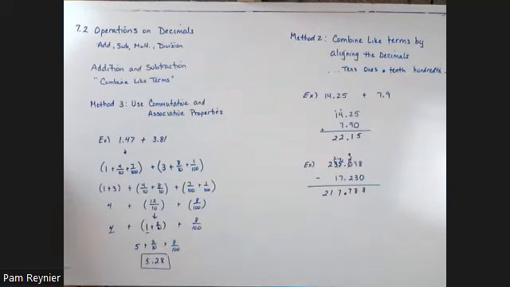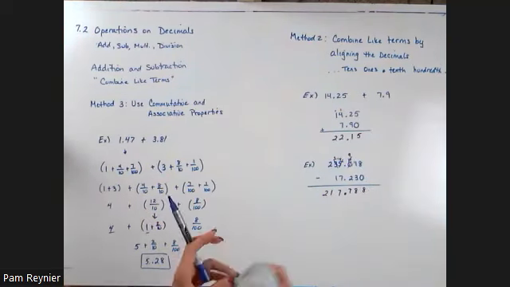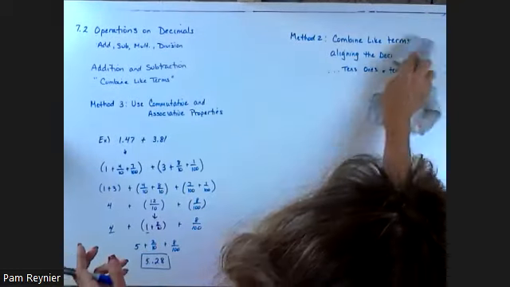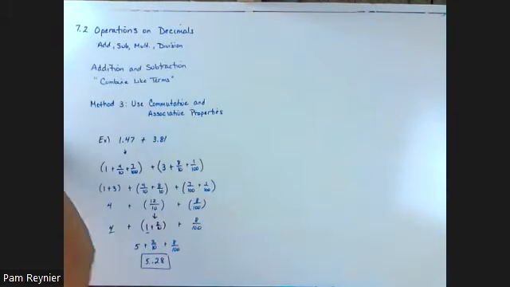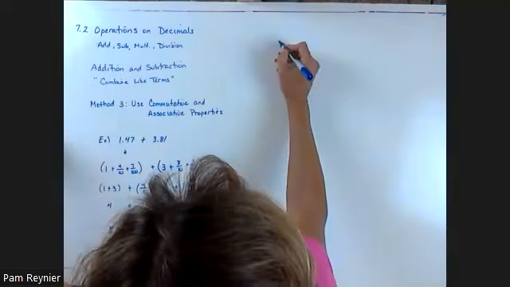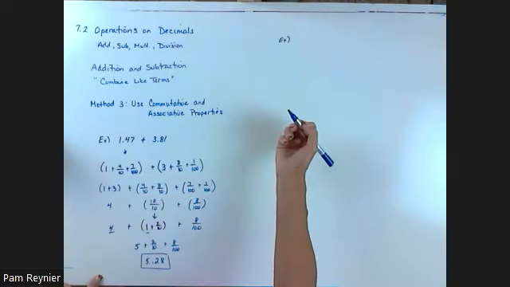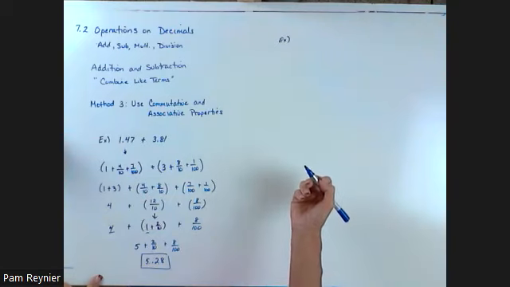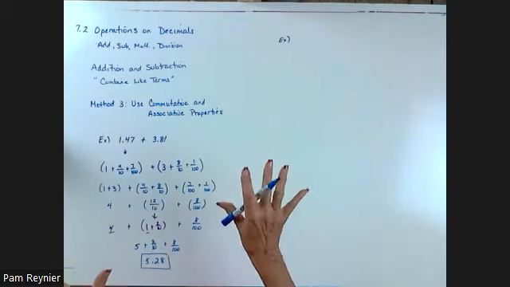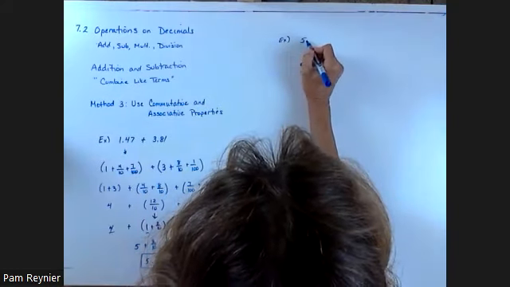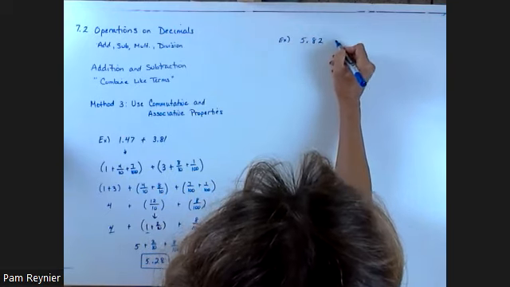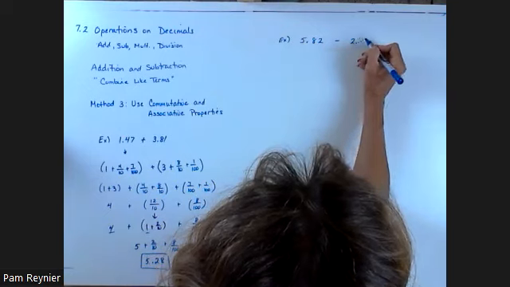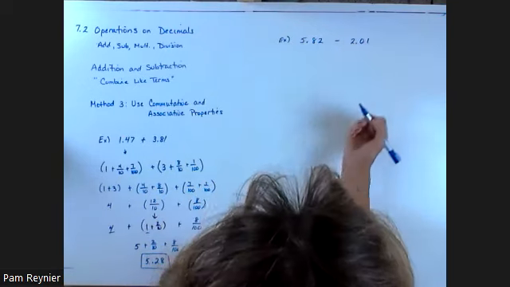Okay, now another way to do it, same method, different way of thinking, because everybody thinks about it differently. Now to work with subtraction as well, let's do that first. Let me do a subtraction problem. Let's say I have 5 and 82/100 minus 2 and 1/100.